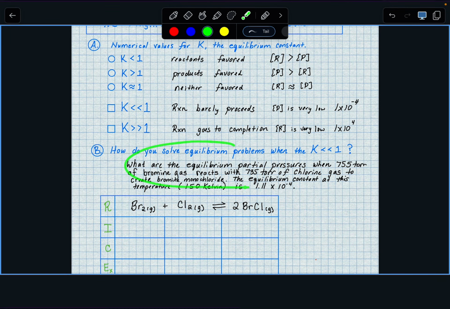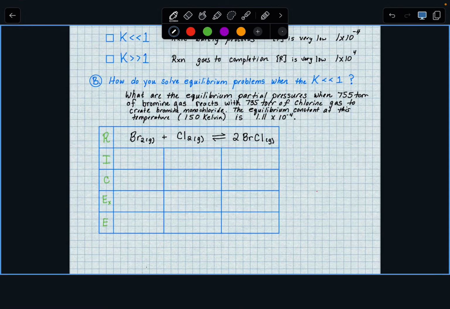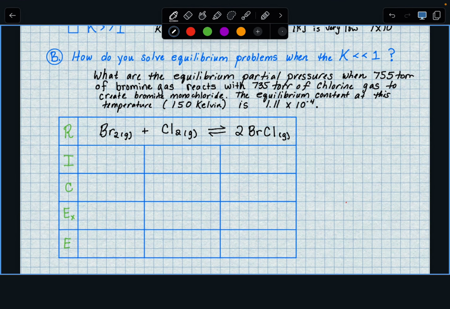All right, so let's move on to this equilibrium problem down here. If you want to pause the video and write it down, we're going to solve this using some simplification to get to our final answers.